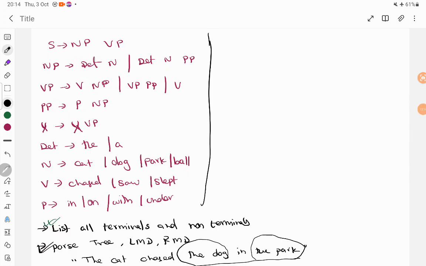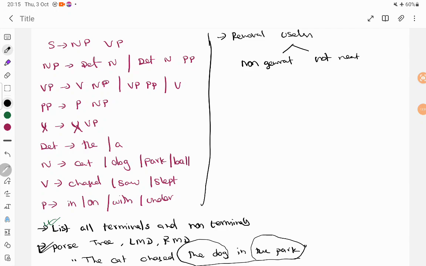So simplification has three steps. The first step is removal or elimination of useless symbols. And what is a useless symbol here? We have two types of useless symbols. Remember, you have your non-generating symbol or not reachable symbol. Okay, so a non-generating symbol is one which doesn't generate any of your terminal symbols.